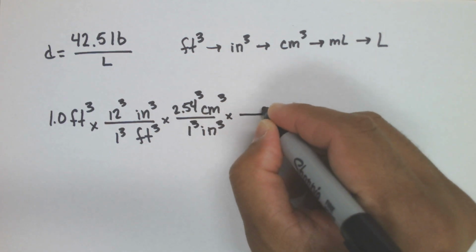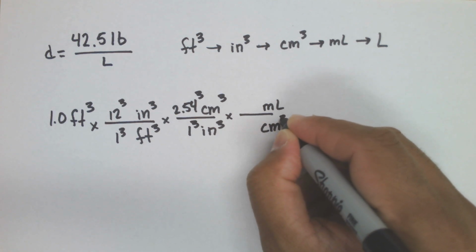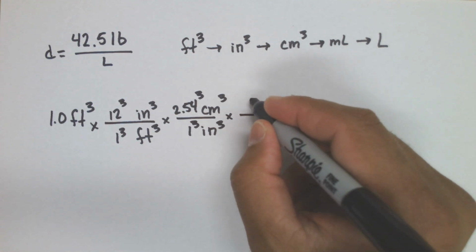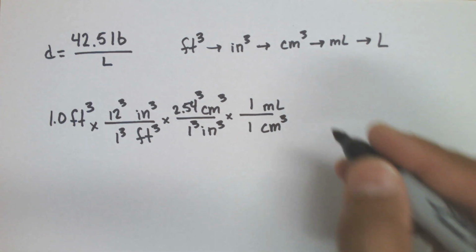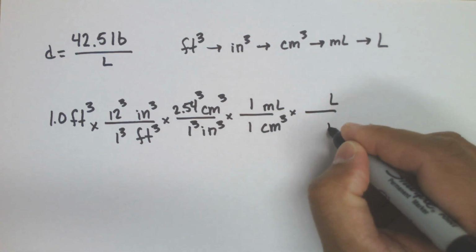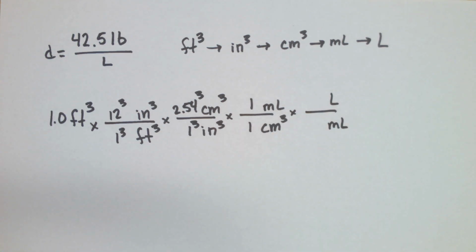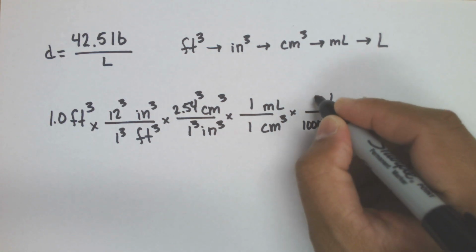I'll go ahead and convert this to milliliter. And this is the actual definition of a milliliter. 1 milliliter is 1 centimeter cubed. So this ratio is just simply 1 to 1. And finally, we'll convert milliliter to liter. And we know that there are 1,000 milliliters in a liter.